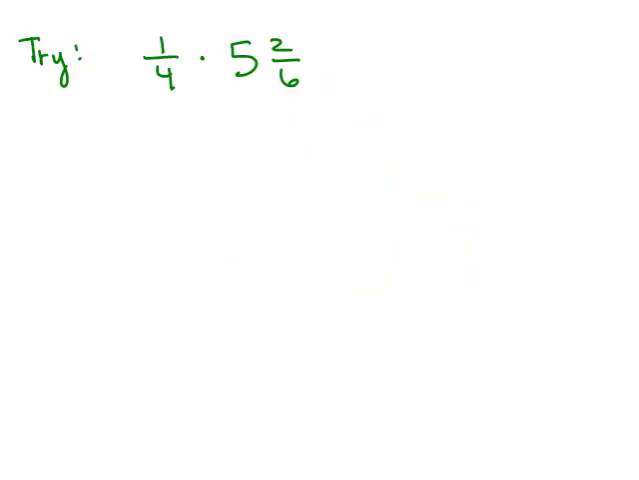All right, go ahead and try this one. Put the video on pause and then see how you do. All right, again, 1/4. We can just leave that. It's already a nice simple fraction. And change this mixed number to an improper fraction. So it's going to be sixths. So 6 times 5 is 30, plus 2 is 32.